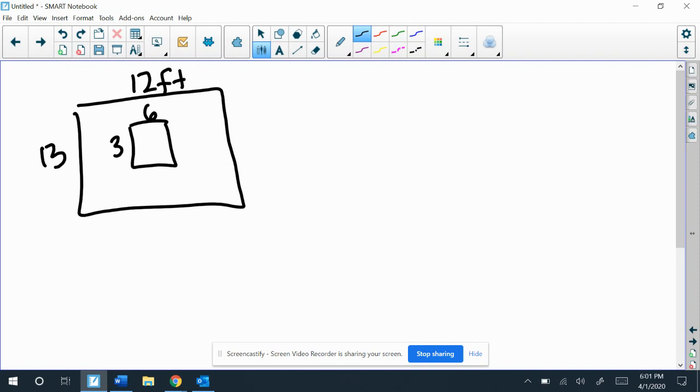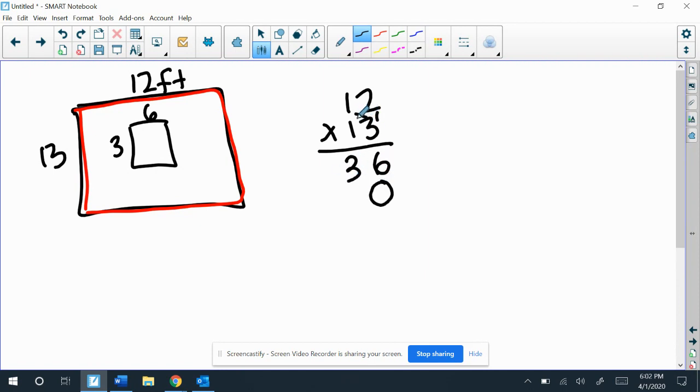I'm going to find the total area, which is 12 and 13. That's this whole thing, this whole rectangle, the total. Well, 3 times 2 is 6. 3 times 1 is 3. Place value 0. 1 times 2 is 2. 1 times 1 is 1. Add those all up. I get 156. Now I'm going to find this small part, which is 6 times 3.